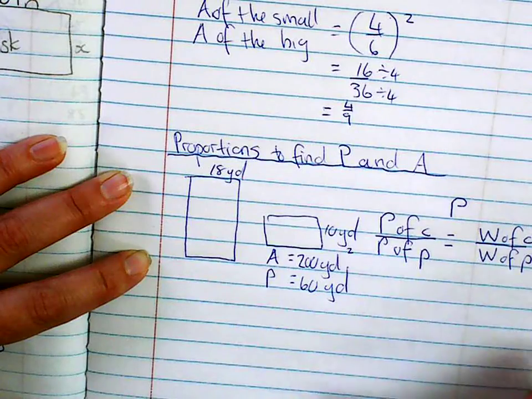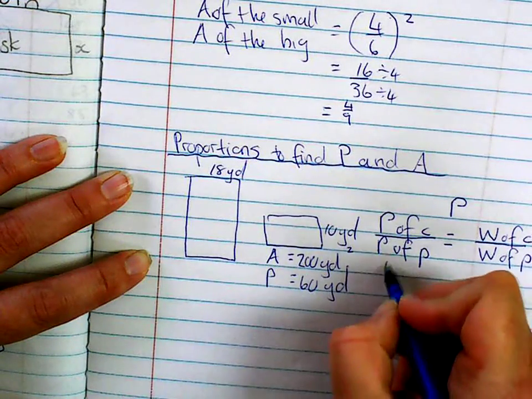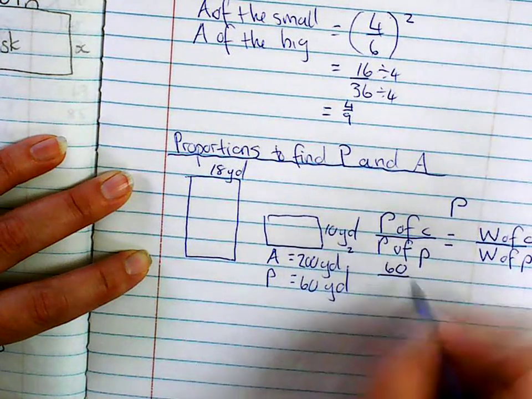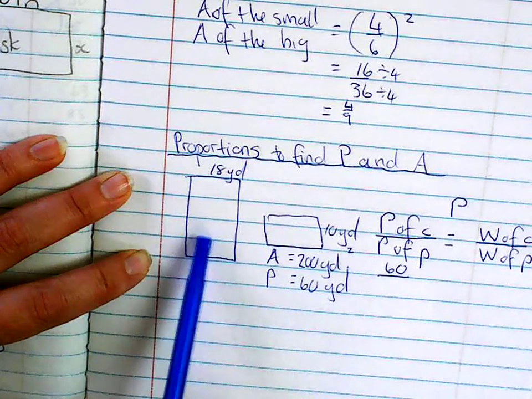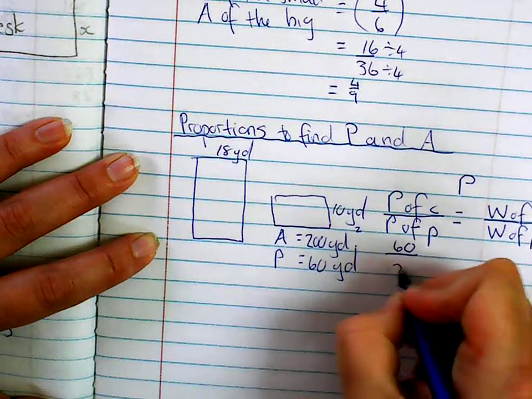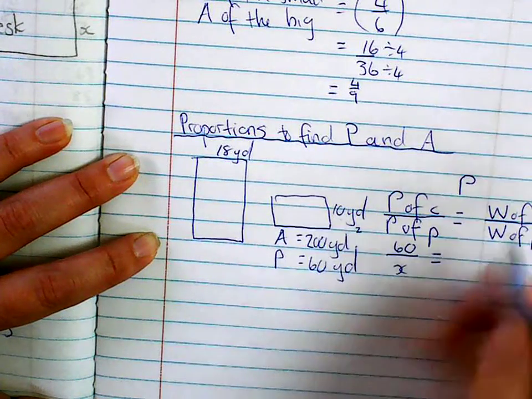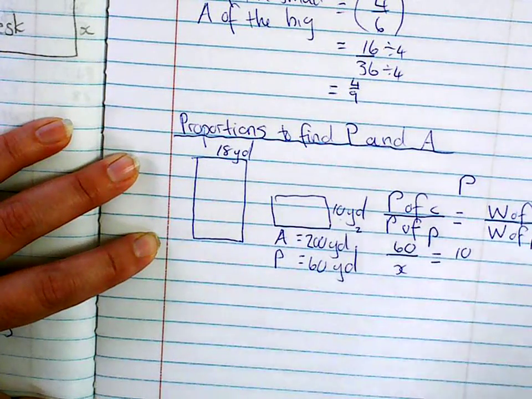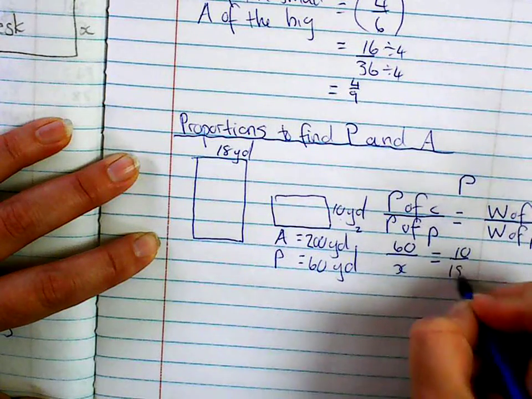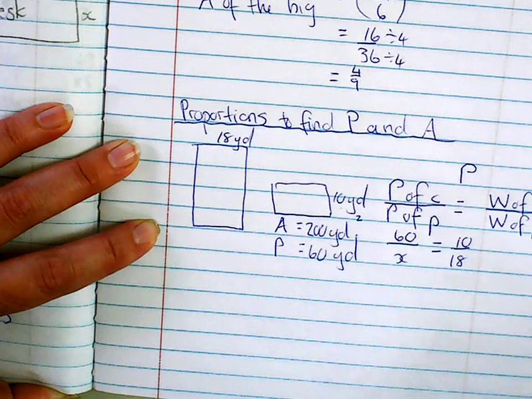What is the perimeter of the court? It's 60. What is the perimeter of my pool? I don't know. What is the width of the court? 10. What is the width of the pool? 18. And now I'm going to cross multiply.